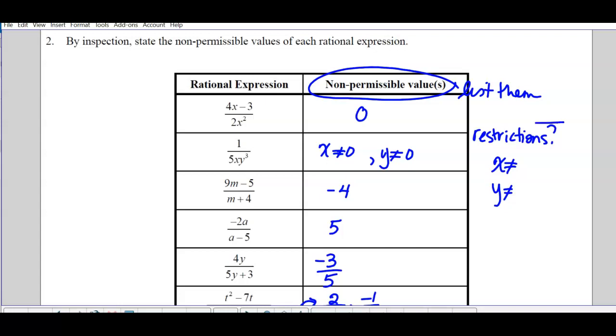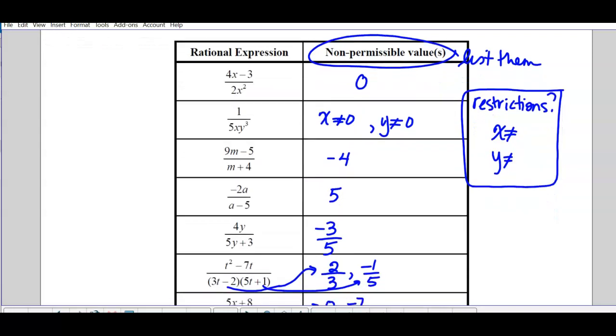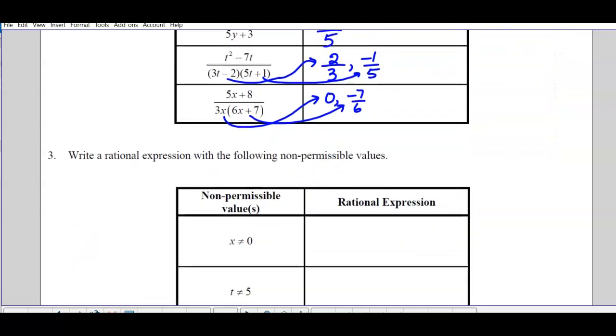Most of the time, this is what we're actually going to end up showing because it's not going to specifically ask for the non-permissible values when you are simplifying an expression. So we're going to just list those values on the side.